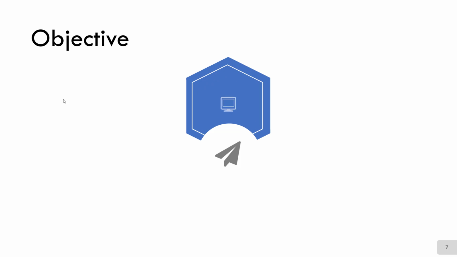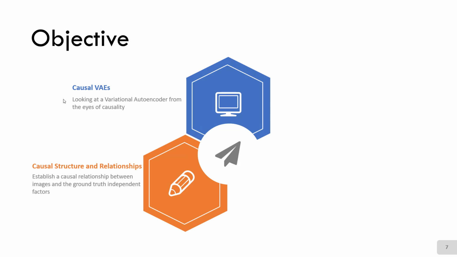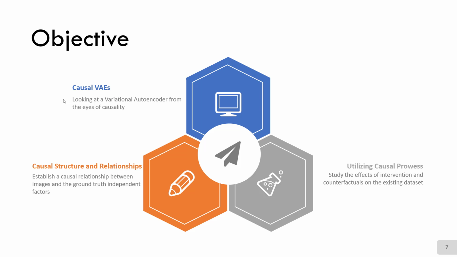So this project has three objectives. The first objective is looking at variational autoencoders from the eyes of causality. The second objective is to establish a causal structure between the images that we have and the ground truth independent factors, which we will talk more about in the upcoming slides. And the third is to utilize the causal prowess to study the effects of intervention and counterfactuals on the dataset that we have.